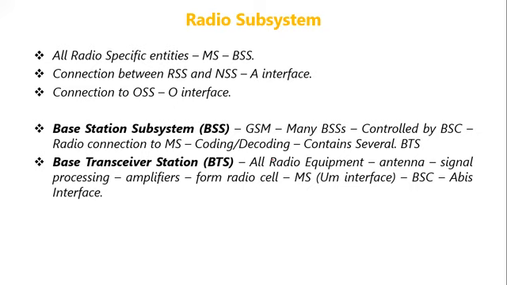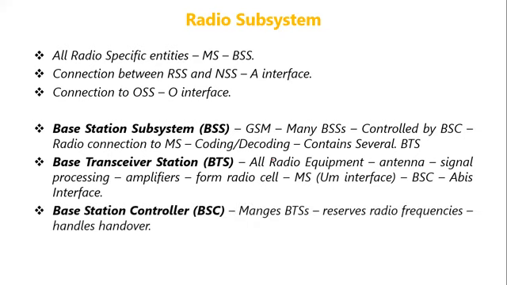BTS stands for base transceiver station. BTS comprises all radio equipment, that is, it includes the antenna, signal processing equipment, and the amplifiers necessary for radio communication. All these things are part of the BTS. A BTS will typically form a radio cell using sectorized antennas. It will form several such cells.